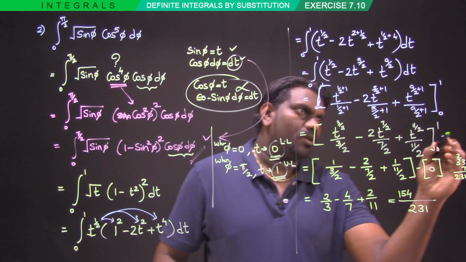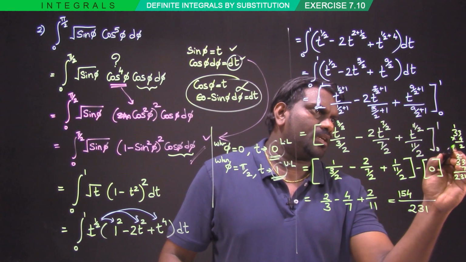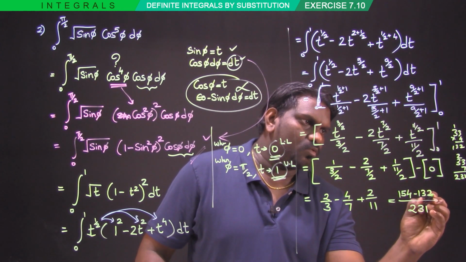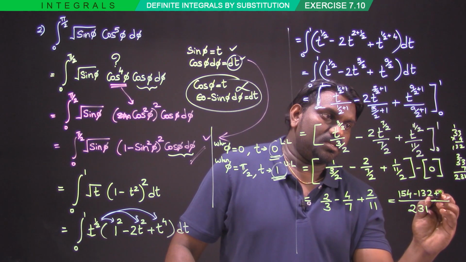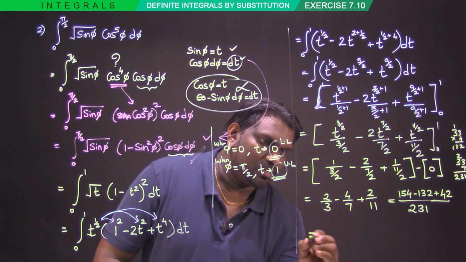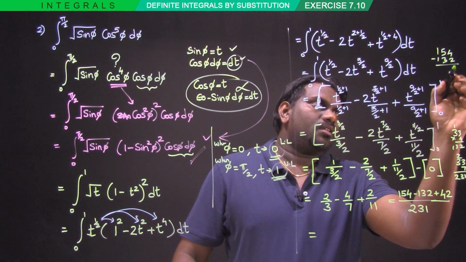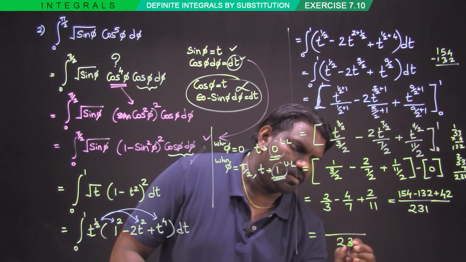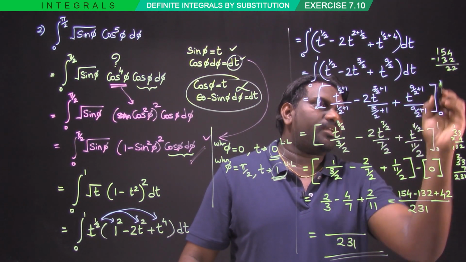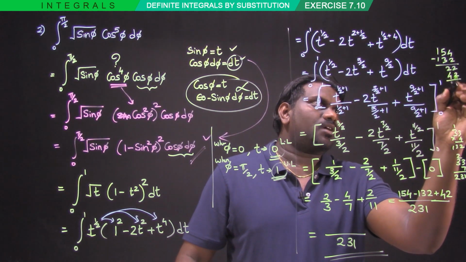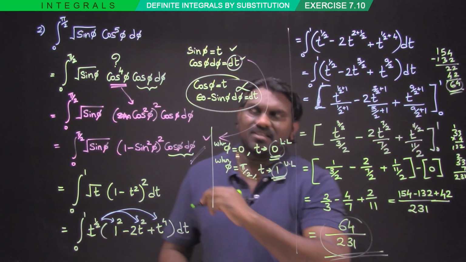So 33 into 4 is 132, so minus 132, plus, what do you have here? 21 into 2 is 42. So what is the answer here? 154 minus 132, and I already have the denominator, which is 231. I just still need my numerator. So this is 22, 22 plus 42 is 64. So 64 over 231 is my answer for the second question.